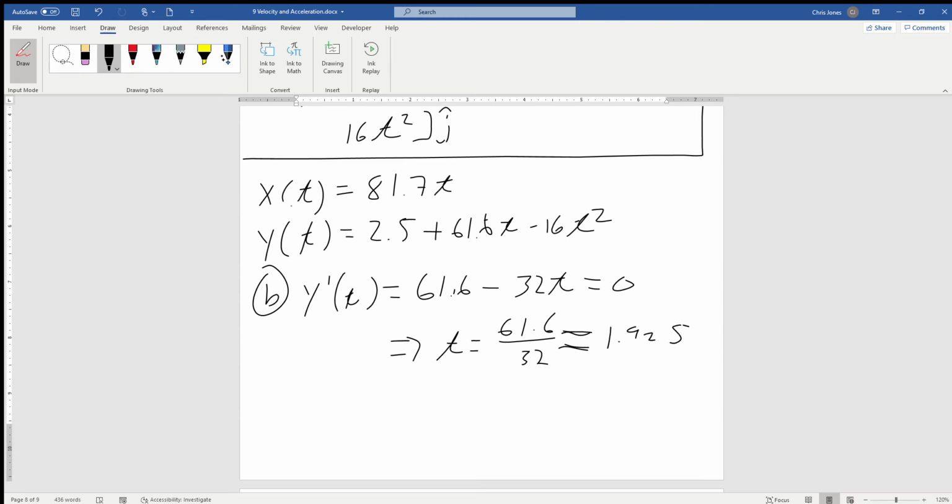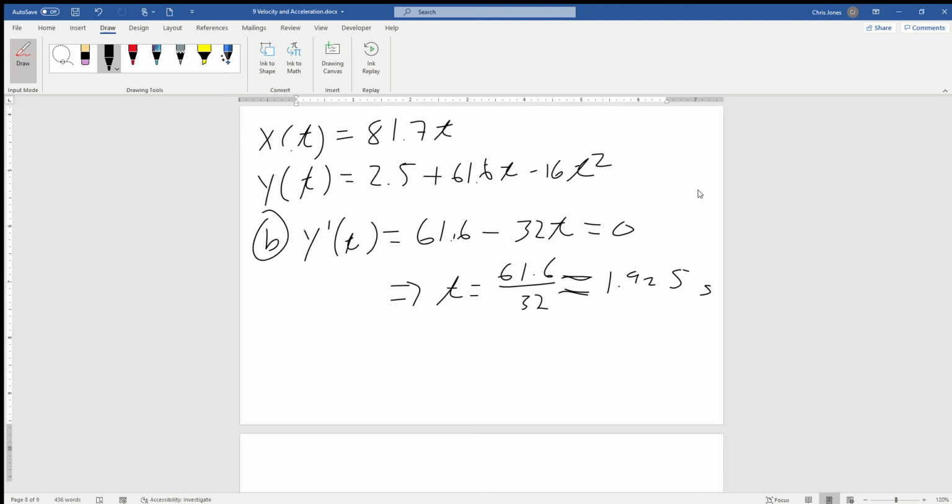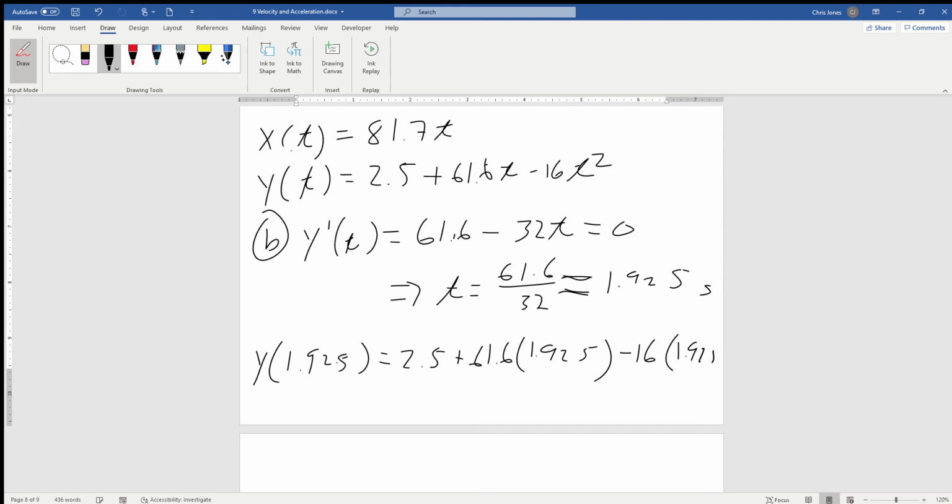Now that's not the height, excuse me, that's just the time. So it takes almost 2 seconds for it to hit the maximum height. And so y at 1.925 is going to be equal to 2.5 plus 61.6 times 1.925 minus 16 times 1.925 squared. I'm going to plug that into my calculator, and that's going to tell us how many feet the maximum height is.